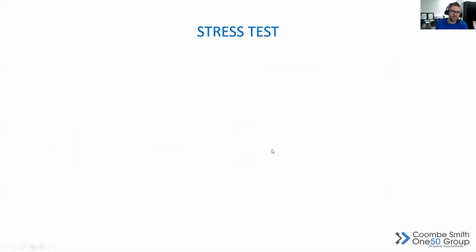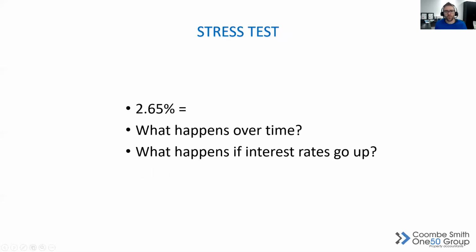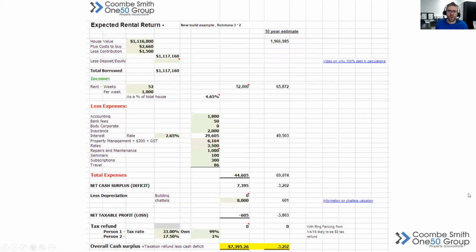It's looking good, but obviously, what's the problem? We're at 2.65%. What happens over time? What happens if interest rates go up? And we need to consider that's a likelihood that we're down to really low interest rates. Maybe they could increase a bit. So I'm being a miserable conservative person, and I'm saying interest rates will go up to maybe 5% over the next 10 years. And I look at the numbers there.